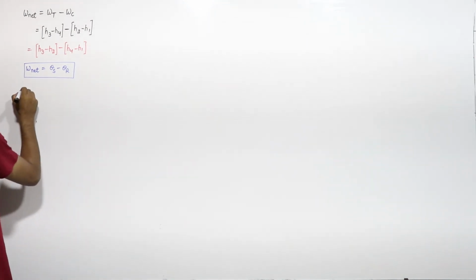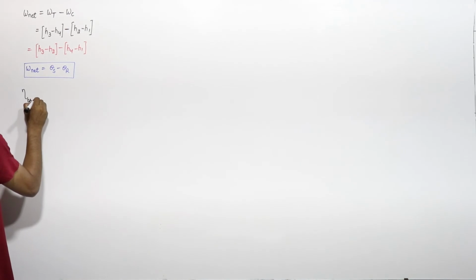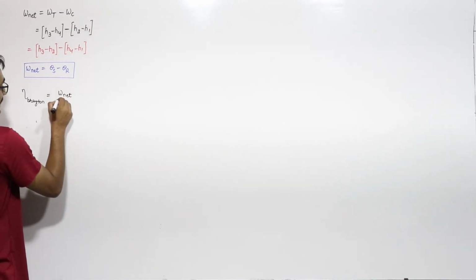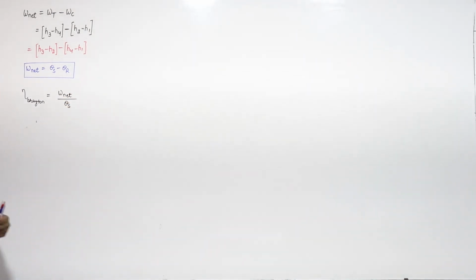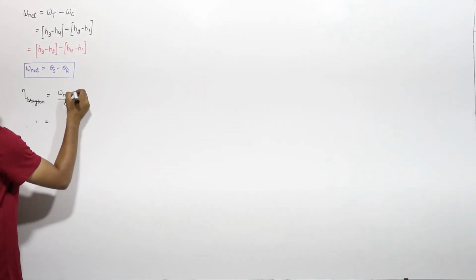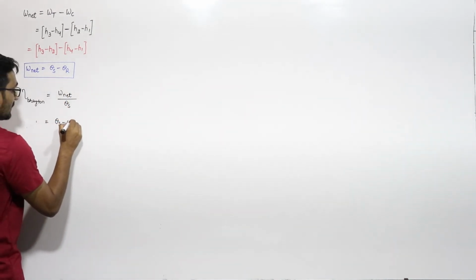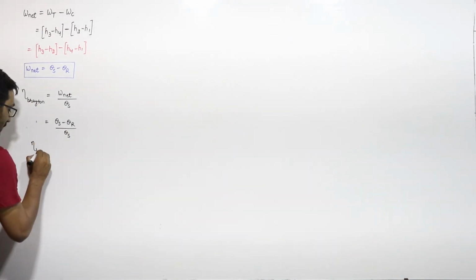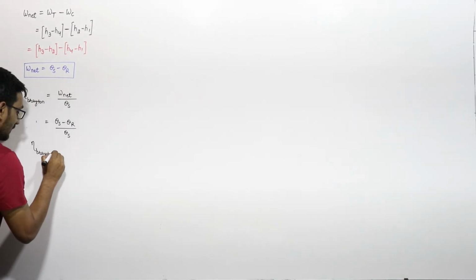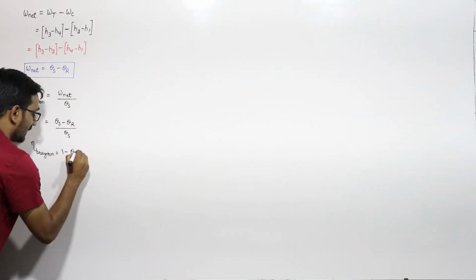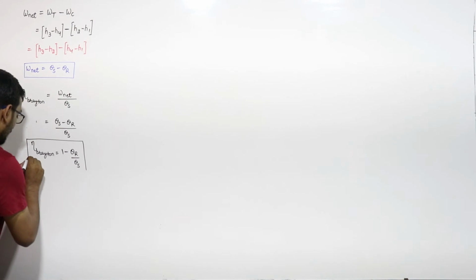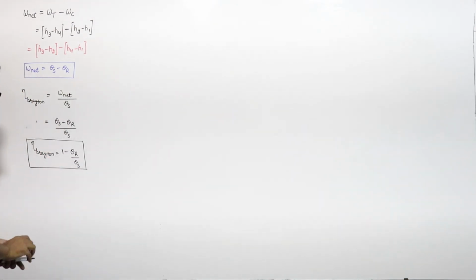Now what is the efficiency of the Brayton cycle? The efficiency of the Brayton cycle can be written as the net work produced by the cycle divided by heat input, that is heat supply. So the net work can be written as heat supply minus heat rejected upon heat supply. So from here you can write the efficiency of the Brayton cycle will be equal to 1 minus heat rejected upon heat supply, right?